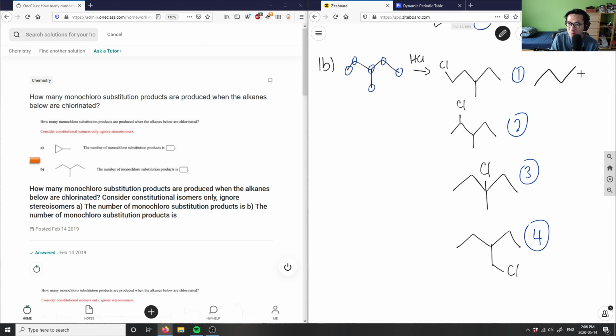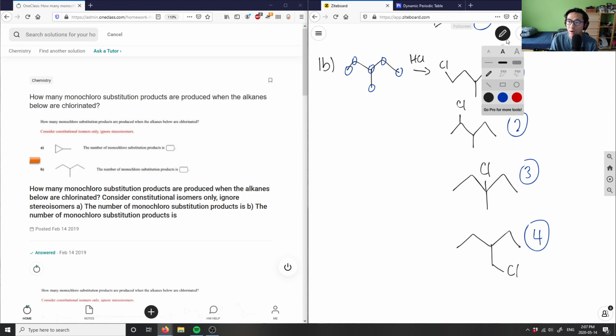So if I draw this out, and Cl here, this is exactly the same. If I flip this 180 degrees, this one would be the exact same as this compound here. So I don't count this one, nor do I count this one as well, because if I flipped it 180 degrees, it's the same thing as this guy here. So I don't count these two products as well, because they're the same as 1 and 2.